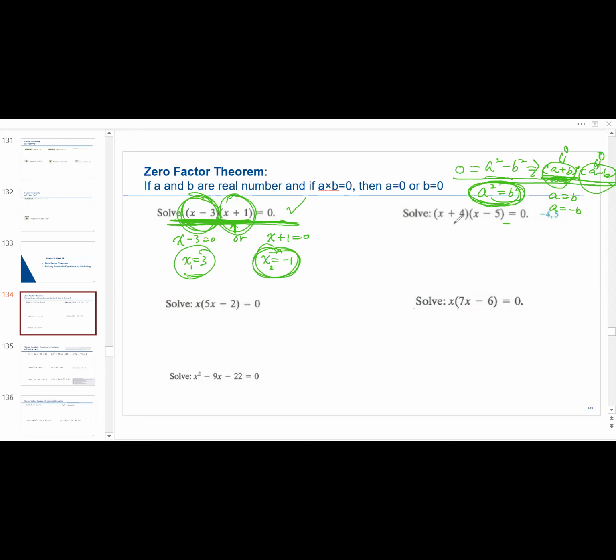See the second example, let's say x plus 4 times x minus 5. The product of them is equal to 0. So what solutions do we get? We say this one equals 0 or this one equals 0, or x minus 5 equals 0. So x1 is negative 4, x2 is 5. We put back and quickly confirm this one as well.